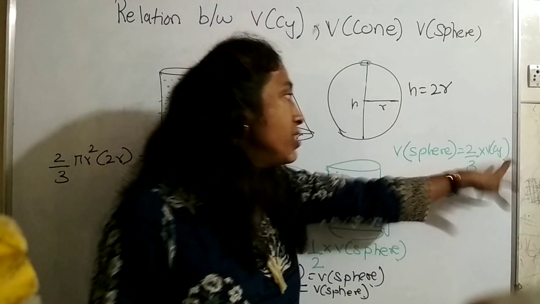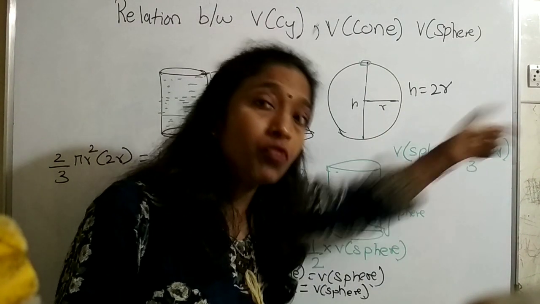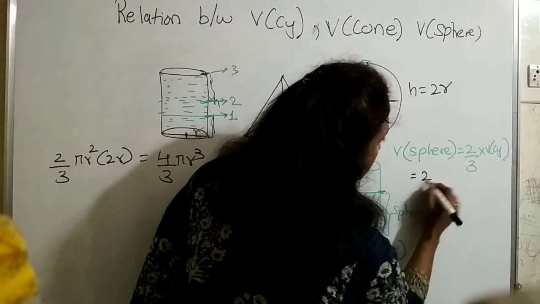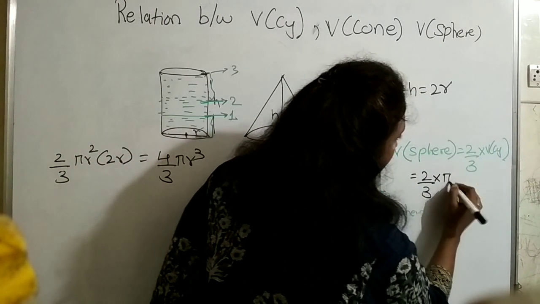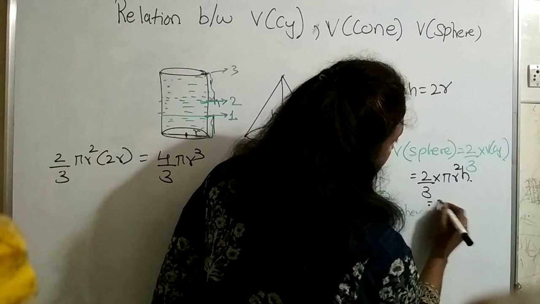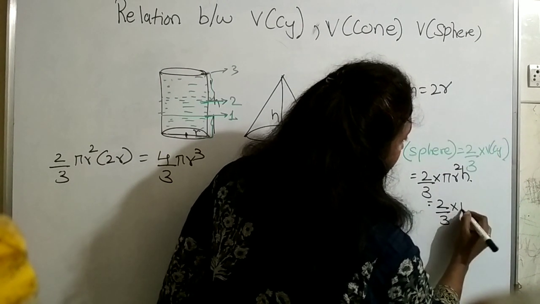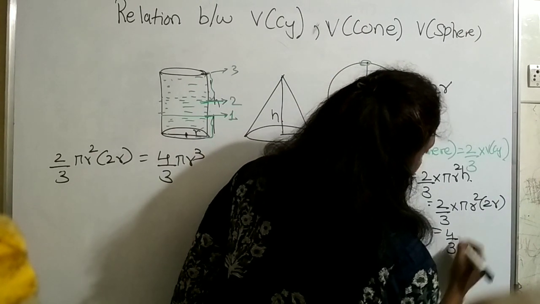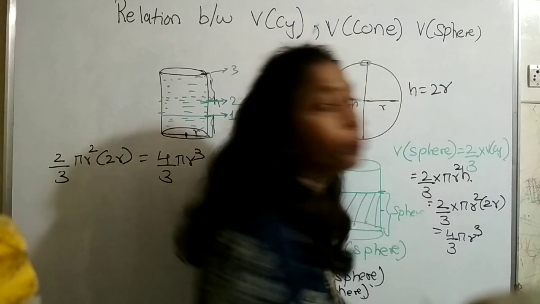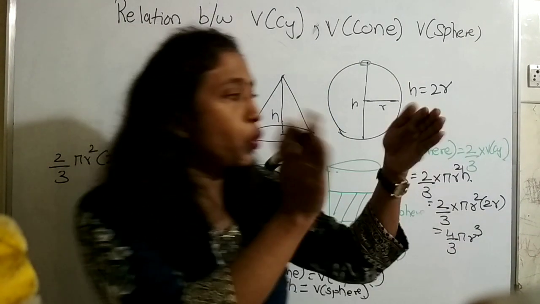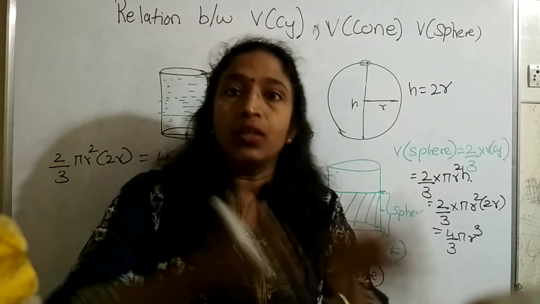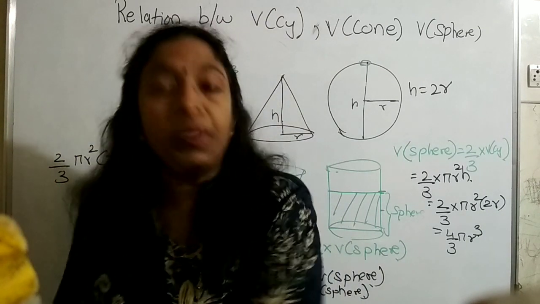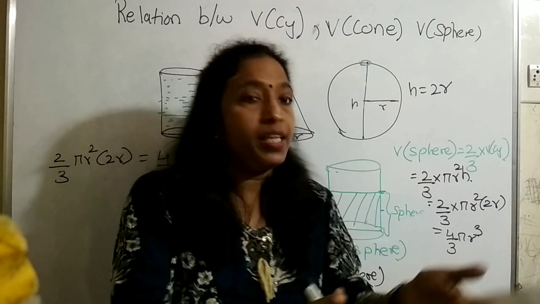From here also we derive the same thing. The volume of sphere is 2/3 of the volume of cylinder. So if I substitute 2/3, with the volume of cylinder being pi r square h, and again write this height as 2r, we get the same formula, that is 4/3 pi r cube. So when we talk about the relation of cylinder, cone and sphere, the relation is always 3:1:2.